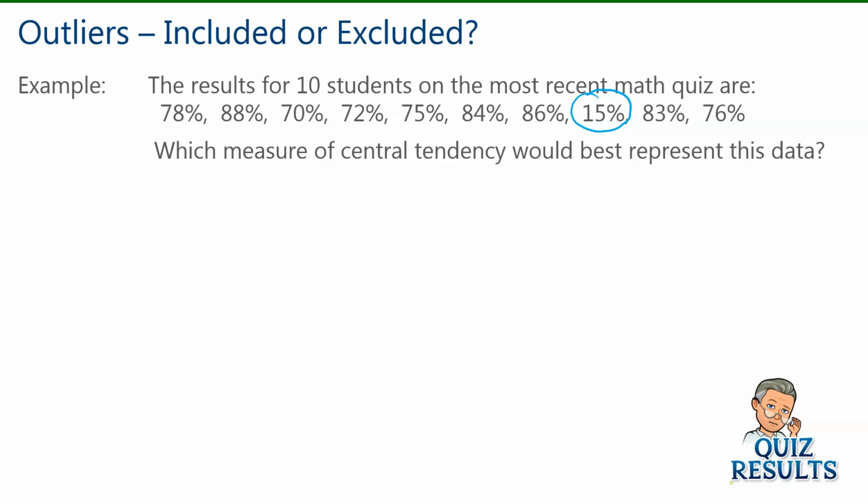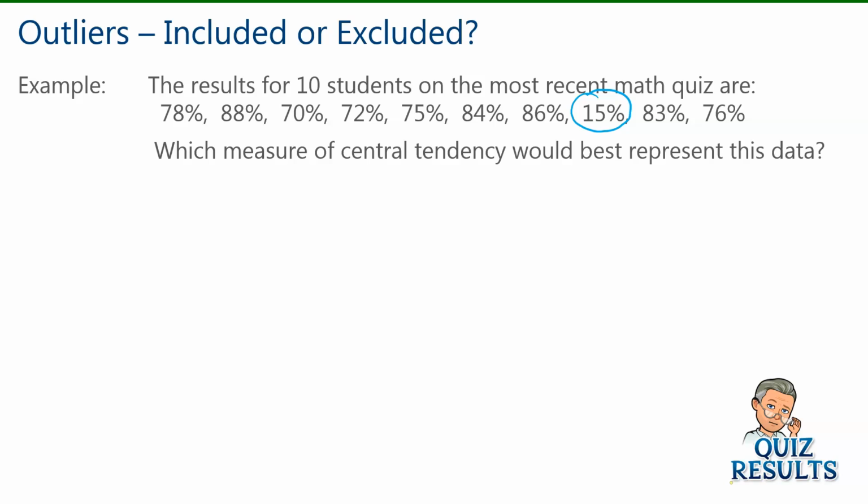The question becomes then, do we include it when we calculate our measures of central tendency? In this case, if we are determining the class average, all grades should be included, even if the 15% is an outlier. This is a legitimate grade and should be reflected in the overall class average.